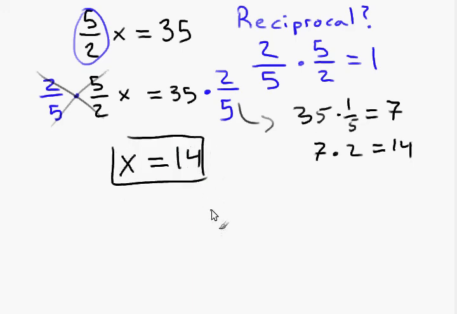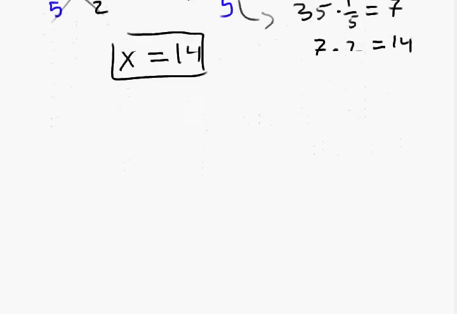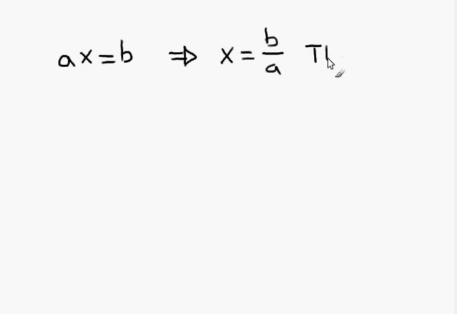That's our solution. And similar to what we did in section 3.1, we can write this as a theorem. When we have something of the form ax is equal to b, then the solution will have the form x is equal to b divided by a. And this is theorem 3.2.1 in the textbook. That's all for inversing multiplication.